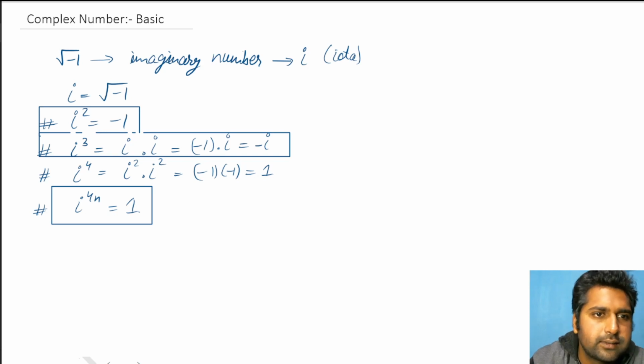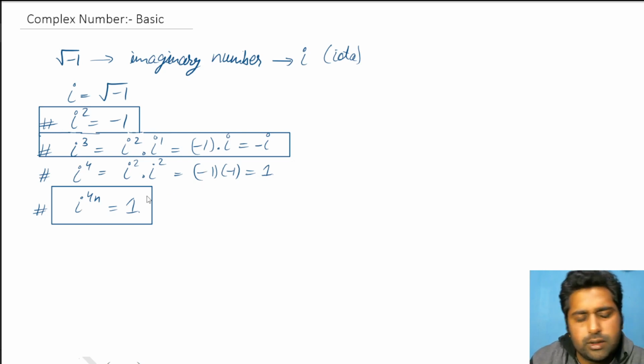I'll rewrite this. I square into i raised to power 1. And i raised to power 4 into anything is 1.